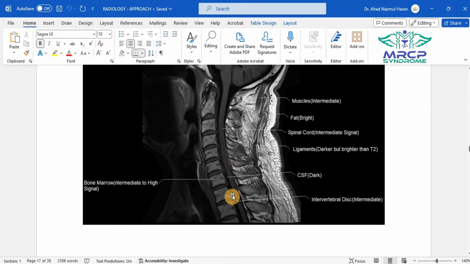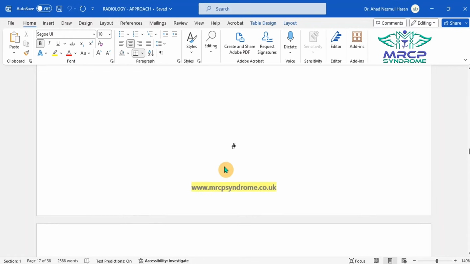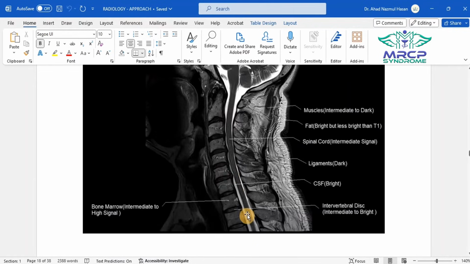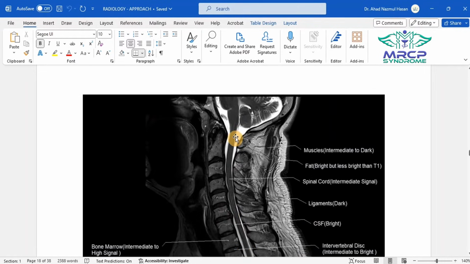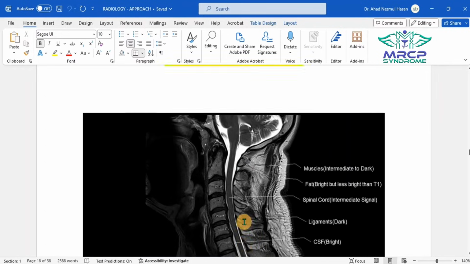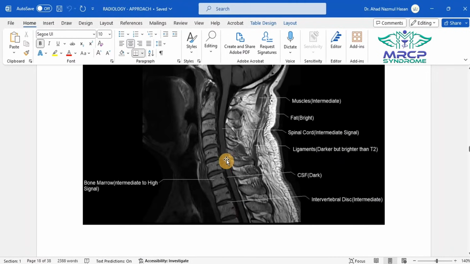So CSF would be dark or black in case of T1, and it should be bright in T2. You can see here the CSF is bright. The CSF is bright in T2, but in case of T1 it should be black.